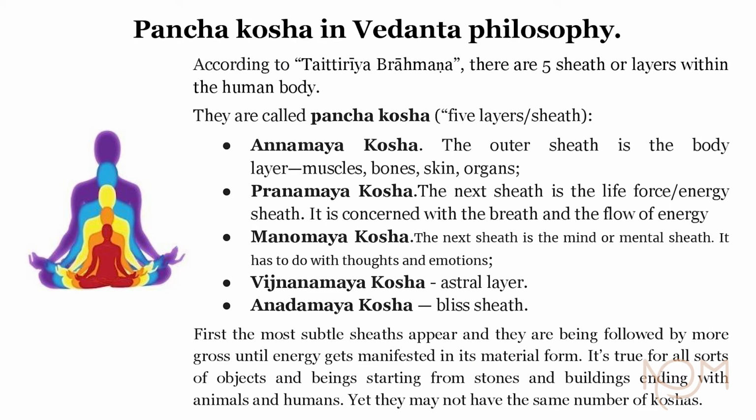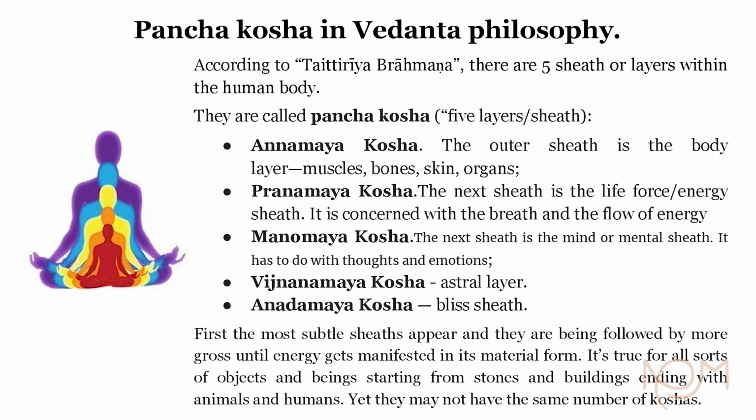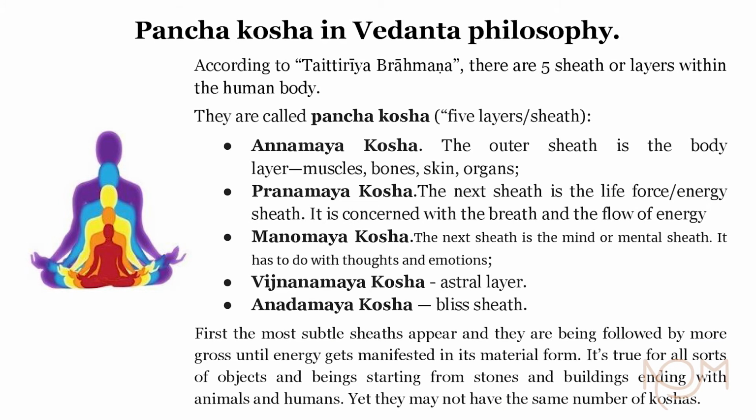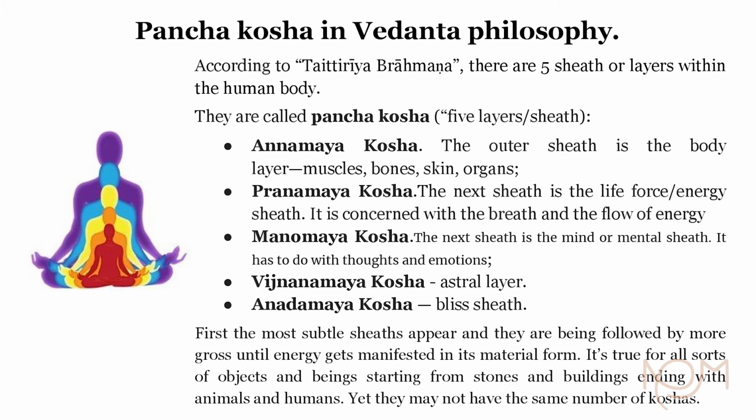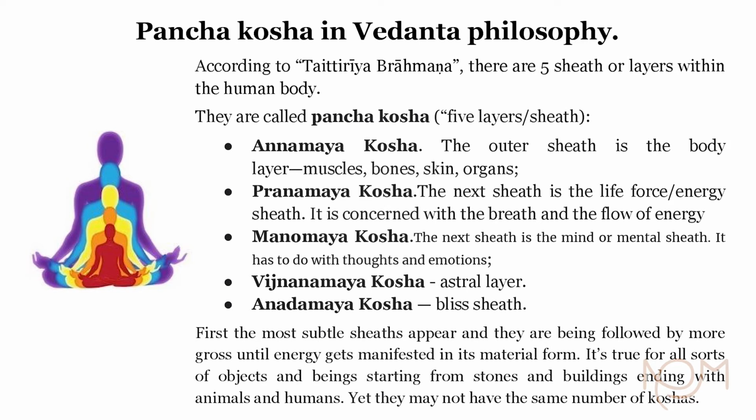The only thing I would like to attract your attention to is that first, according to this philosophy tradition, more subtle sheaths appear, and only then they're being followed by more gross until energy gets manifested into its material form. And what's really important for us, the same mechanisms work for all the objects and also living beings, starting from stones and buildings and ending with animals and humans. But of course, the number of those koshas are going to be different.